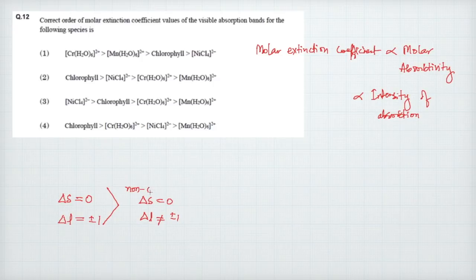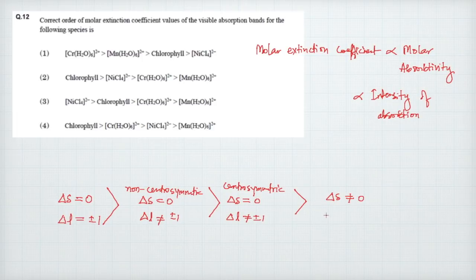First is a non-centrosymmetric molecule. Those which do not have a center of symmetry will give a more intense band compared to those which are centrosymmetric. So here again the rule is the same, that is spin allowed but Laporte not allowed, but here it is a centrosymmetric molecule, okay. And the least intense is the one which does not follow even the spin rule, neither the Laporte rule. That means delta S is not equal to 0 and delta L is not equal to plus minus 1.